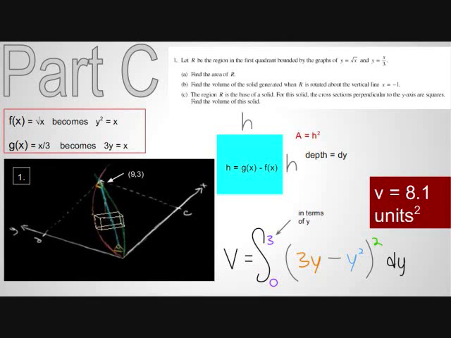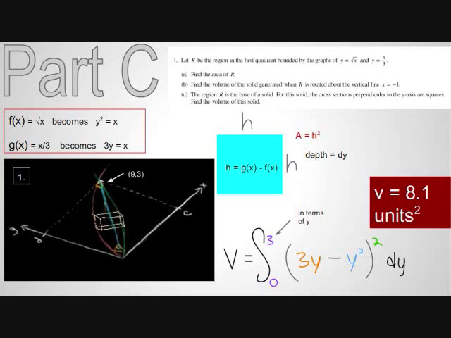So part C is asking us to find the volume of a solid using square cross-sections that are perpendicular to the y-axis. Now in the picture labeled number 1, you can see a 3D representation of our two functions with the square cross-section. The red and the green lines are our two functions f of x and g of x.